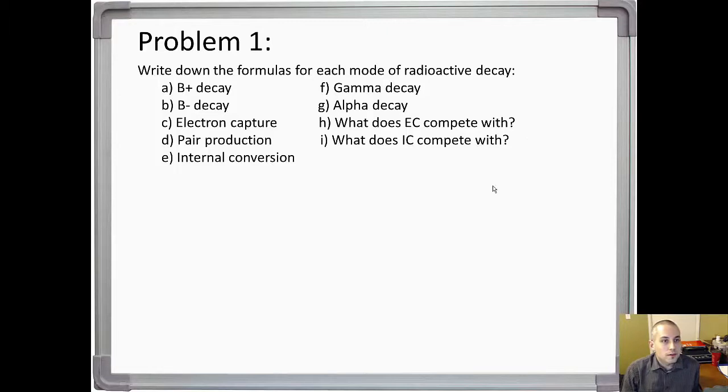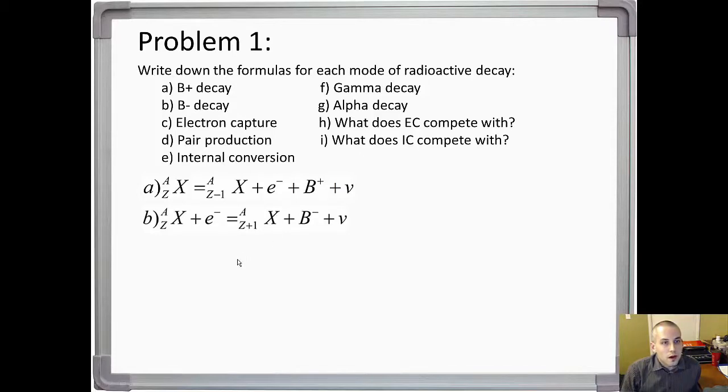Okay, so problem 1. Write down the formulas for each mode of radioactive decay. So A, beta plus decay. Essentially, you have an element in which a proton is changing to a neutron, so the atomic number is decreasing. You have an electron to balance out the equation, and also the creation of, essentially, a positron. And you have a neutrino with beta plus decay.